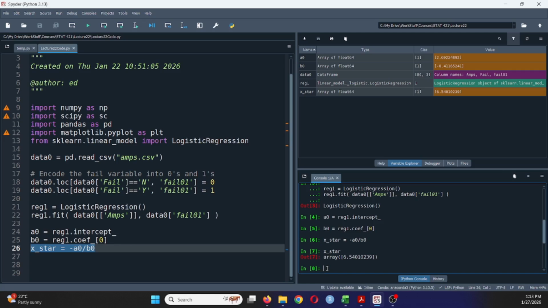This is the value where I'm more likely to fail. Okay, so if my amps are, well, hold on, I got to pay attention because that's negative. If my amps are greater than that, then because of the negative, I'm less likely to fail. If they're lower, so low amps causes it to fail, high amps causes it to not fail because of that negative. That's how you can read it.